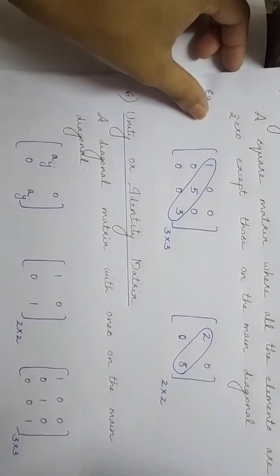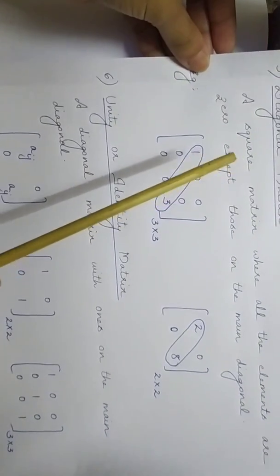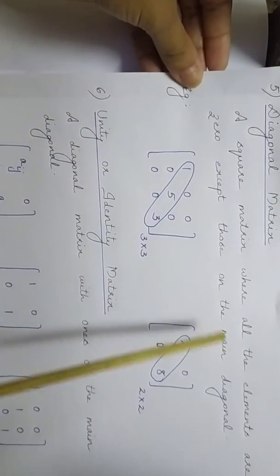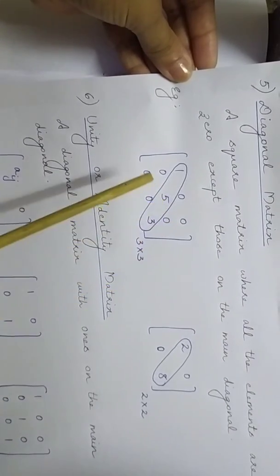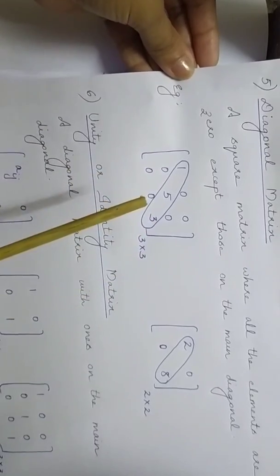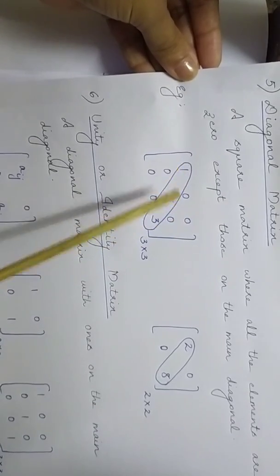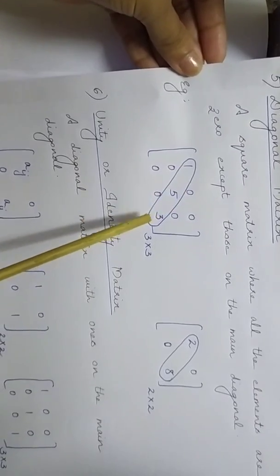Now the fifth type of matrix is the diagonal matrix. It is a square matrix where all the elements are 0 except those on the main diagonal. So the diagonal elements will be non-zero, but all the other elements will be 0. For example, this matrix: 1 0 0, 0 5 0, 0 0 3. This is a 3x3 matrix. Here all the elements other than the diagonal elements are 0. The diagonal elements here are 1, 5 and 3.